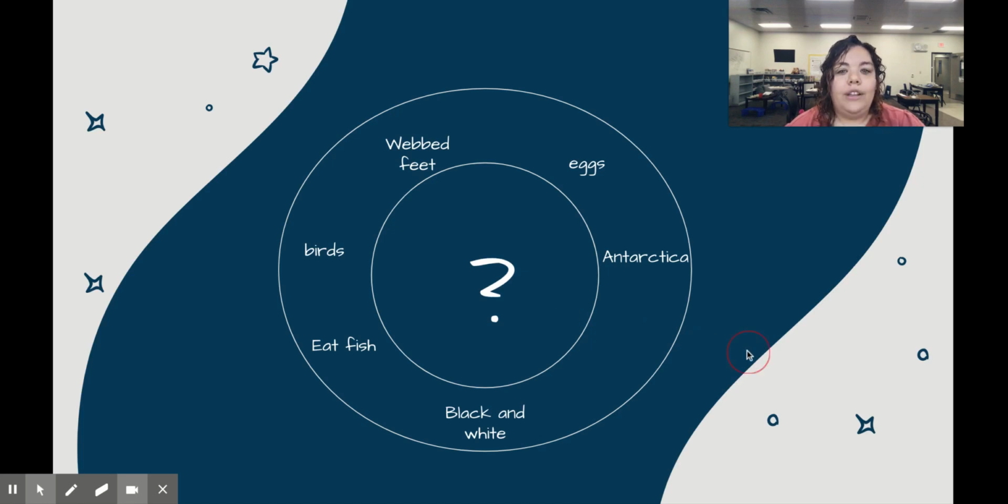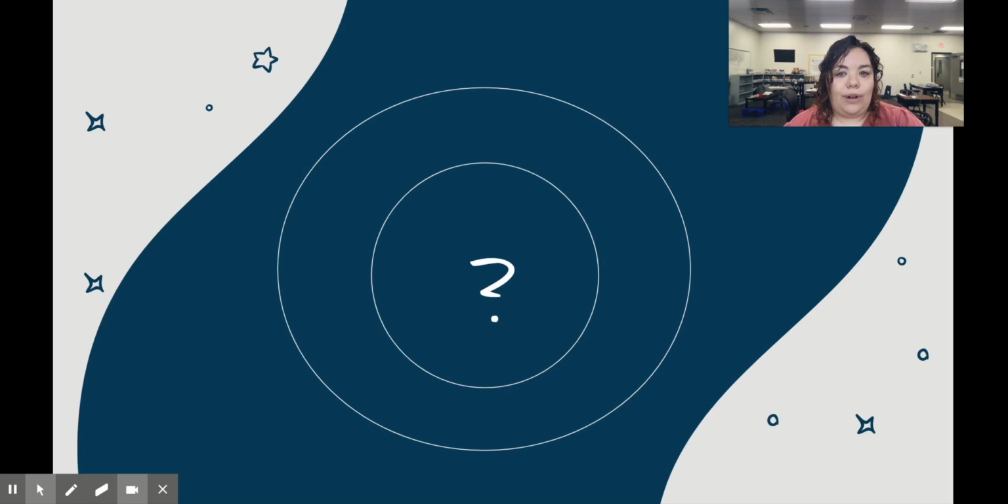Okay, so this one is going to be the same idea where these words are going to appear around the outside, but this time I'm not going to tell you what the main idea in the middle is. You need to write it down in your notebook because it's going to be part of your homework to say what the main idea of this circle map is.